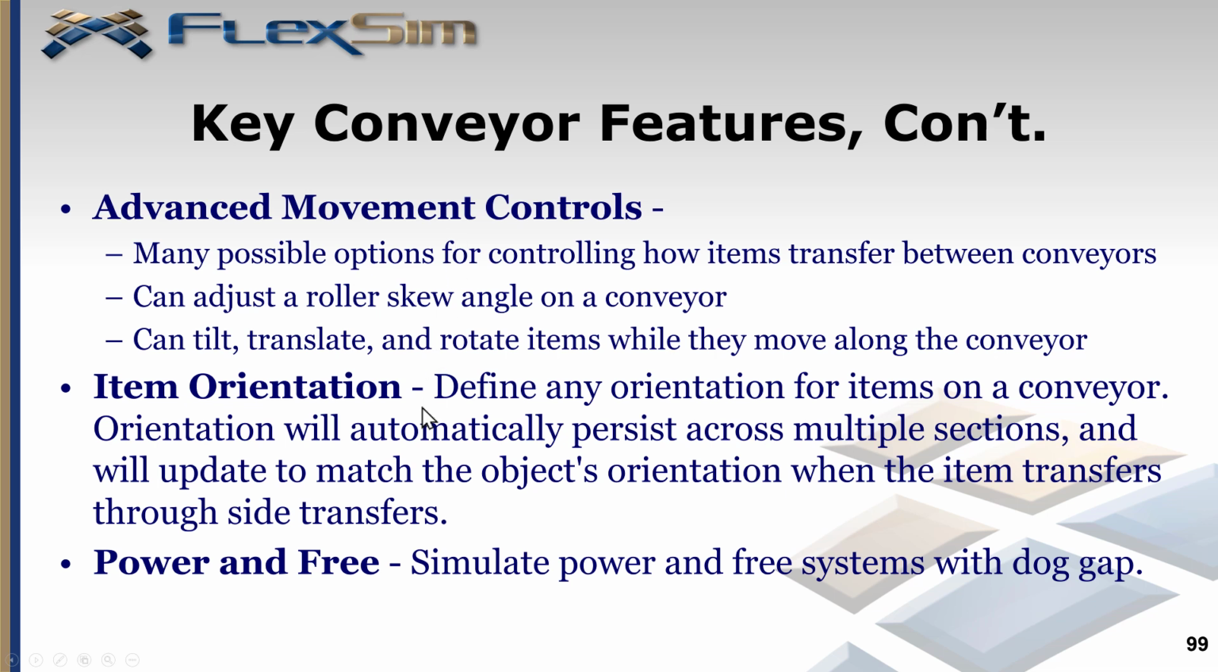Item orientation. We can define any orientation for items on a conveyor. This orientation will automatically persist across multiple sections and will update to match the object's orientation when the item transfers through side transfers. And power and free. FlexSim's conveyor system can simulate power and free systems, including a chain's dog gap. Very powerful.